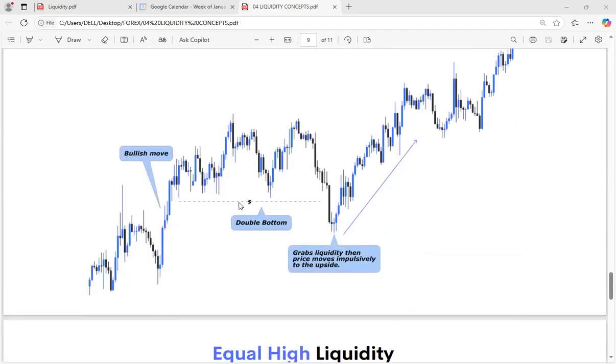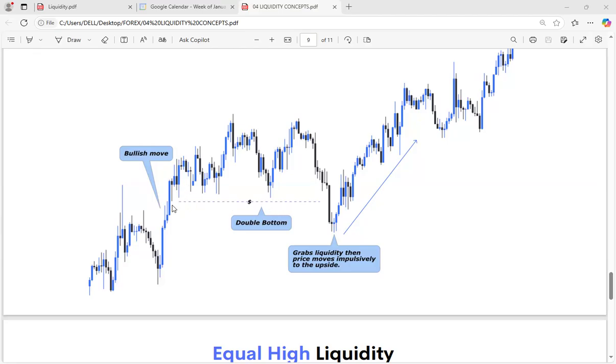So you can see here, we have what we call equal lows here. Some people draw what they call support here, and when the price breaks that way, they sell. Something that is very, very bad. At the end of the day, you can find the market is going upside. It's going upside because we had what we call a fair value gap here below. So this is what we call a liquidity.